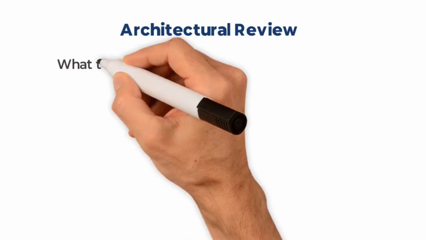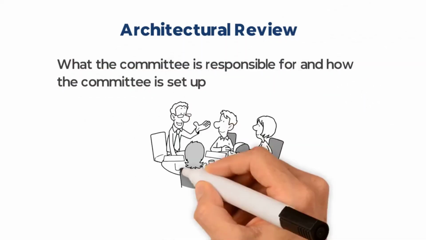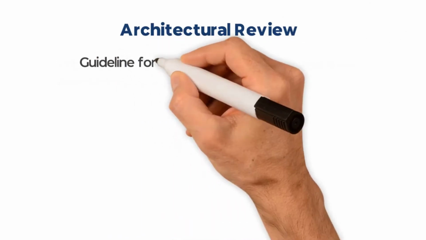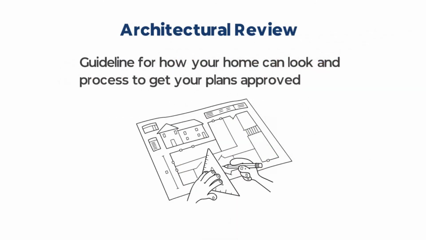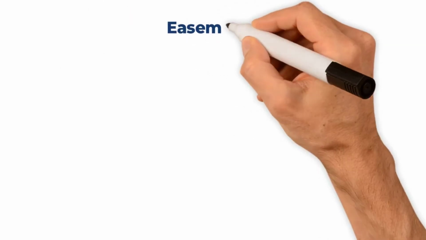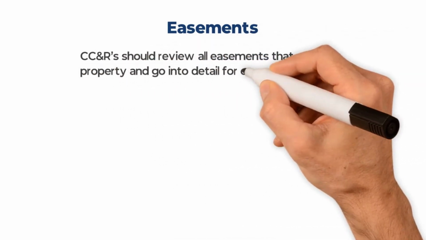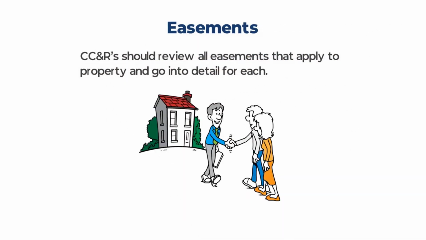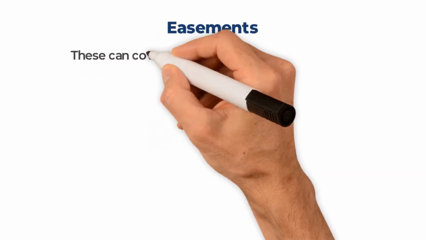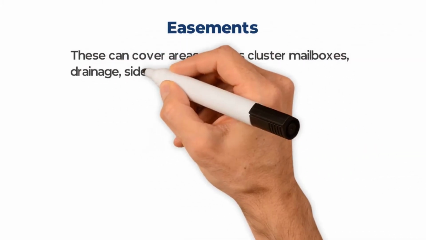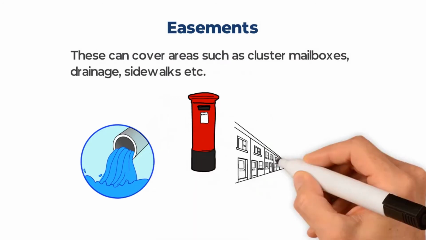Architectural review. What the committee is responsible for and how the committee is set up. Guidelines for how your home can look and the process to get your plans approved. Easements. CC&Rs should review any and all easements that apply to the property and go into detail for each. These can cover areas such as cluster mailboxes, drainage, sidewalks, etc.